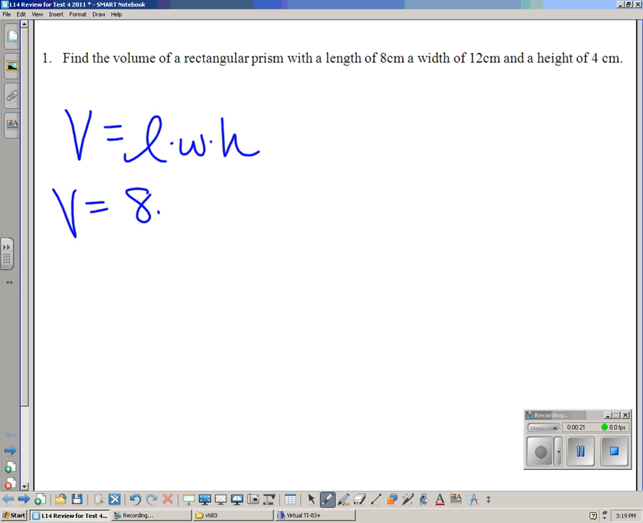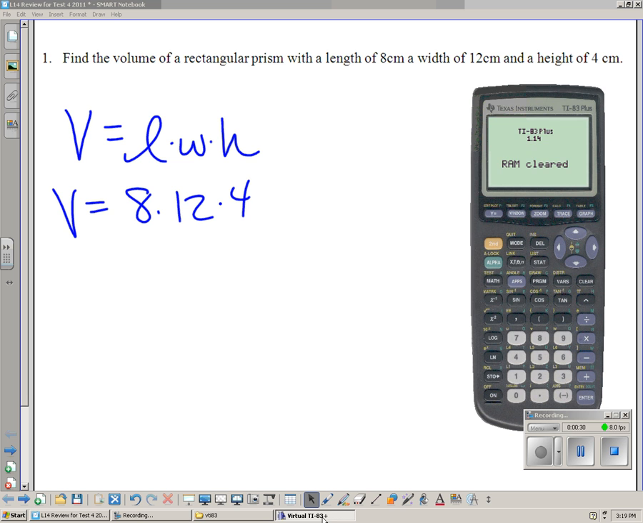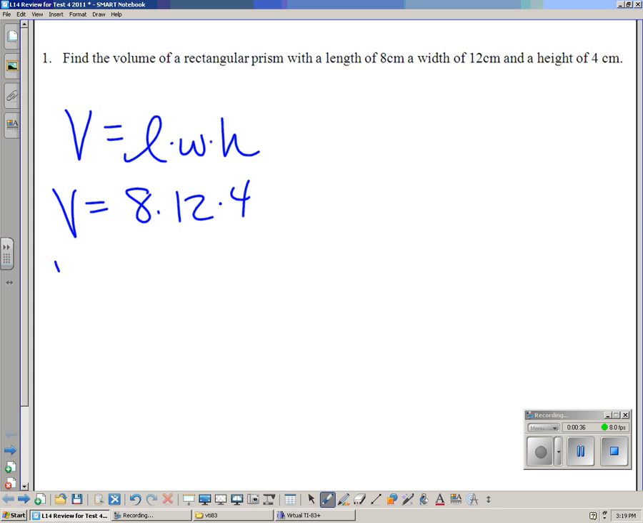Volume, 8 times 12 times 4, and we have 384. This would be centimeters cubed.